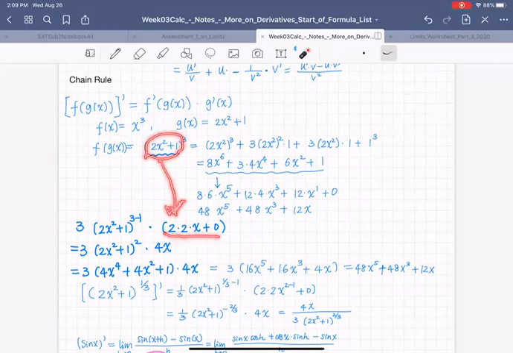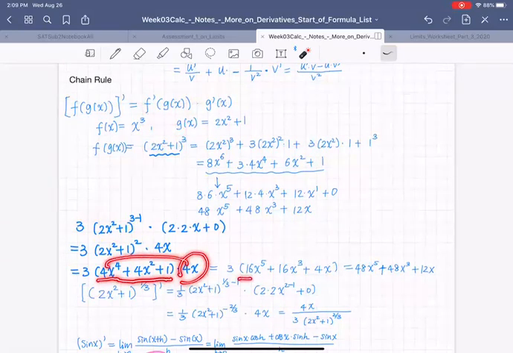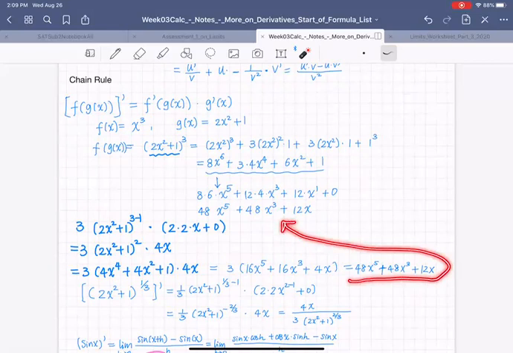Let's check if they give the same answer. This is 4x. This is 2x squared plus 1 squared. This is easy. 4x to the power 4 plus 4x squared plus 1 times 4x. This is 16x to the power 5, this is 16x cubed, this is 4x. If you times them individually, wow, they are the same. Right? This is called the chain rule.